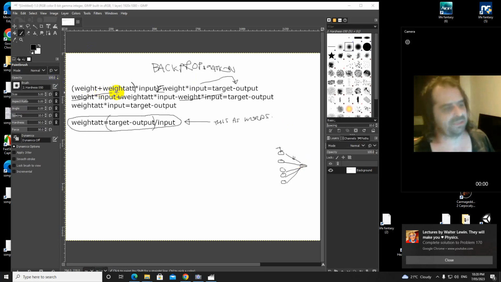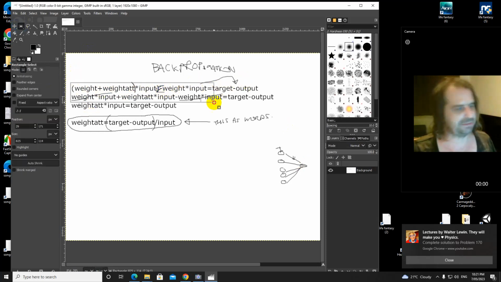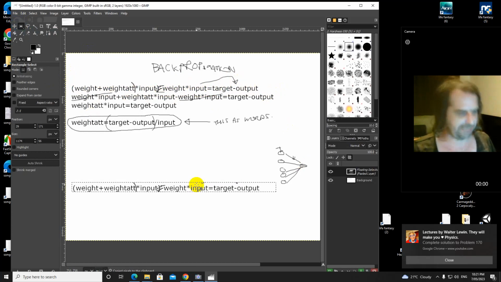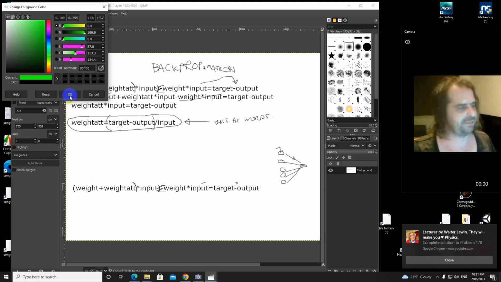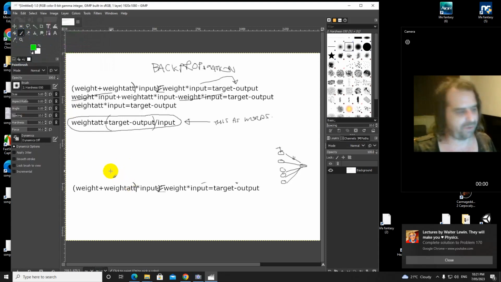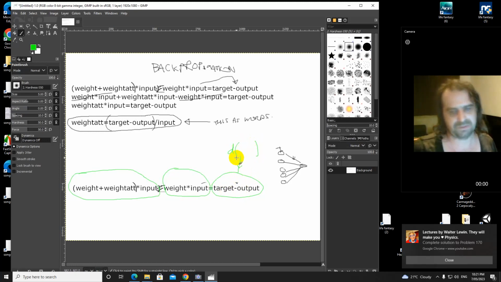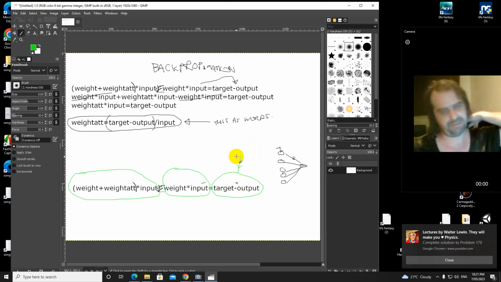Anyway, if you've got weight plus weight times input, take weight times input, take the target output. So we get that. I'll do this thing like this, and we can turn these confusing variables into an anatomy. If you want to fully anatomize it, we've got that, and that's the difference in the output there. But if you write a D there, then I don't really understand it, because then we need the anatomy of that.